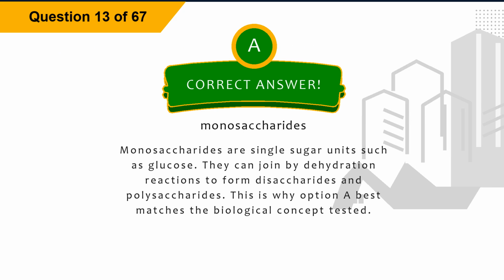The correct answer is option A, monosaccharides. Explanation. Monosaccharides are single sugar units such as glucose. They can join by dehydration reactions to form disaccharides and polysaccharides. This is why option A best matches the biological concept tested.